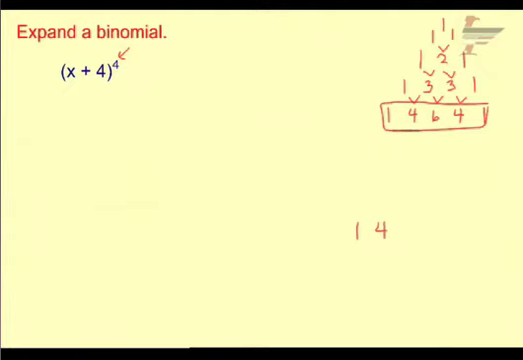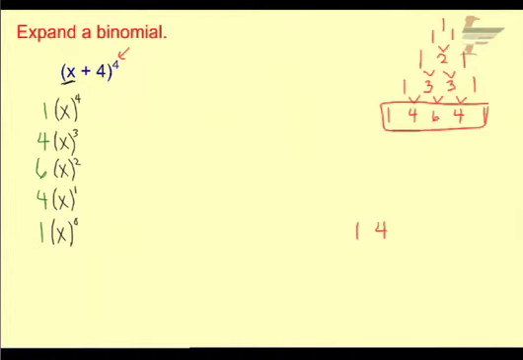So we come over here and we're going to write those numbers vertically. 1, 4, 6, 4, 1. And now each number needs the first term of our binomial. So each number needs this x value. And then the exponents with these x values, we're going to start with 4 and count down to 0. So 4, 3, 2, 1, 0.